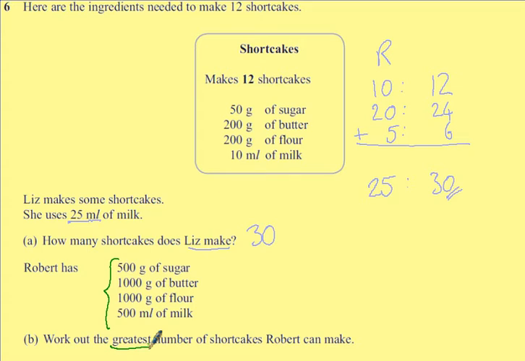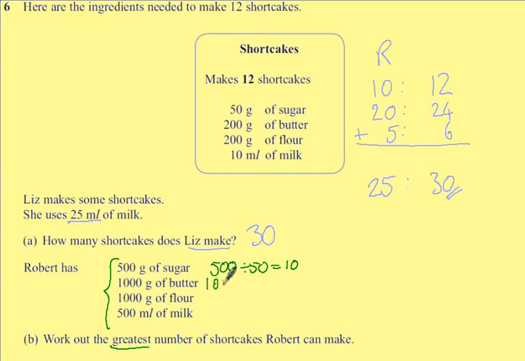Now, we know that we have 500 grams of sugar available. For every 12 shortcakes, we need 50 grams of sugar. So how many lots of shortcakes can we make? 500 divided by 50 tells us we can make 10 lots of 12 shortcakes. Let's just check for the others.